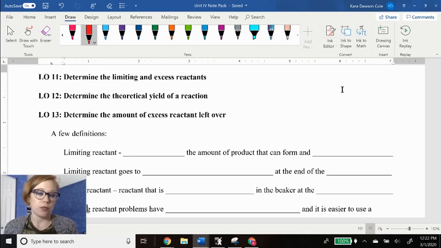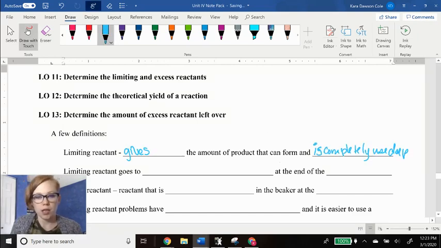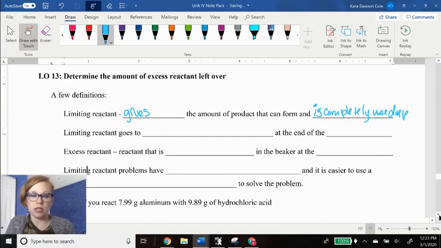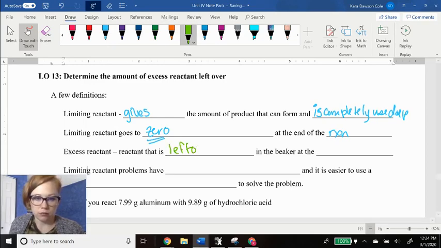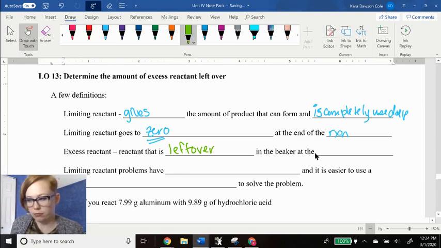Okay, so a few definitions. The limiting reactant gives the amount of product that can form and is completely used up in the reaction. So what that means is that the limiting reactant essentially goes to zero at the end of the reaction. The excess reactant is the reactant that is left over in the beaker at the end of the reaction.